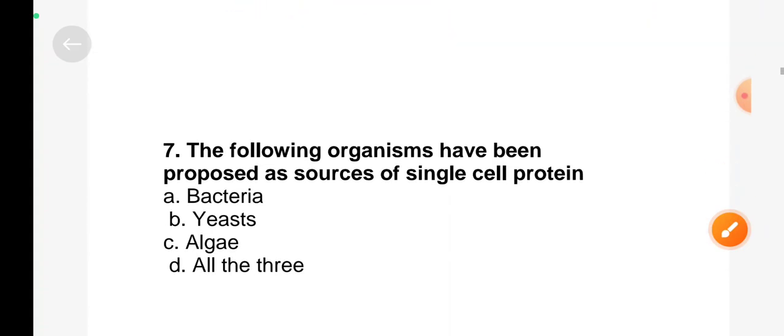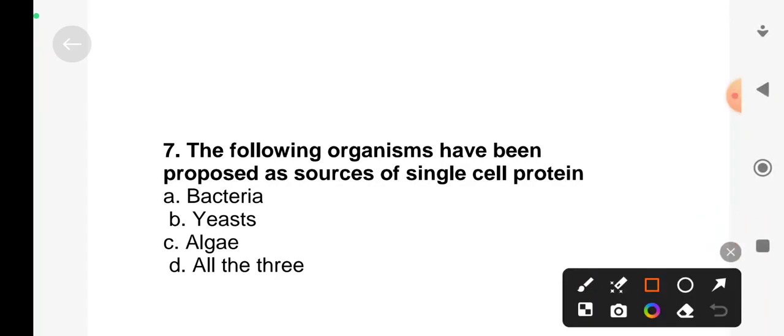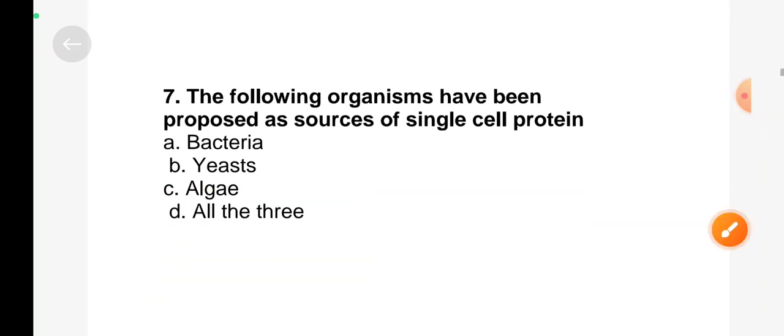Next question. The following organisms have been proposed as sources of single cell protein: option A, bacteria; option B, yeast; option C, algae; option D, all of three. Correct answer is all of three: bacteria, yeast and algae.